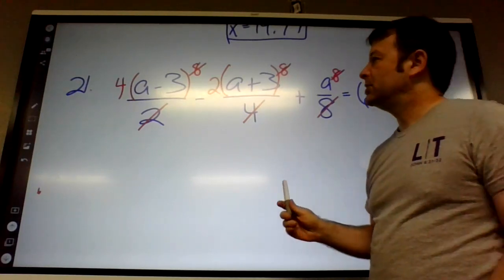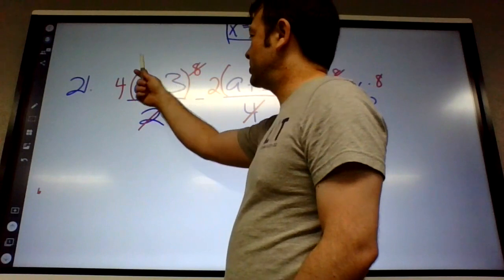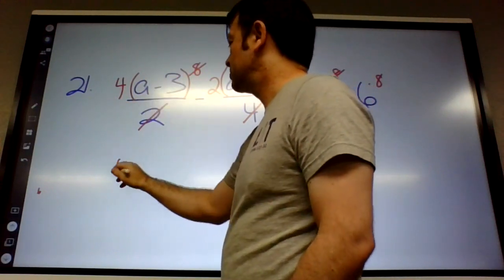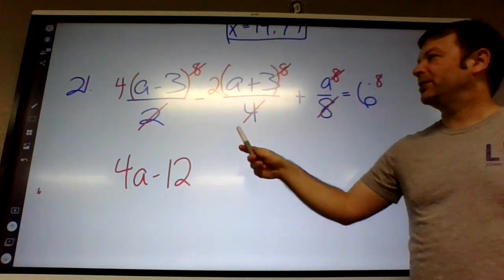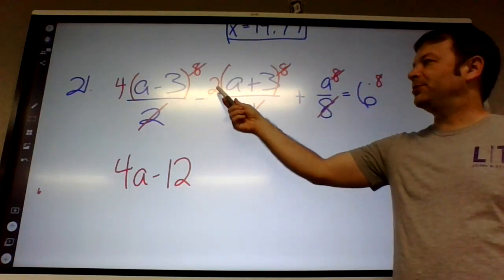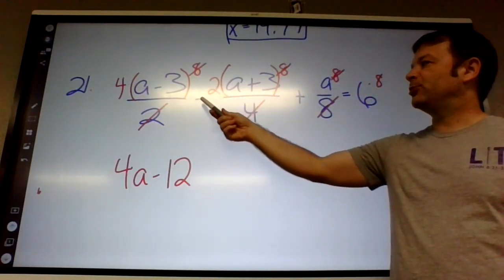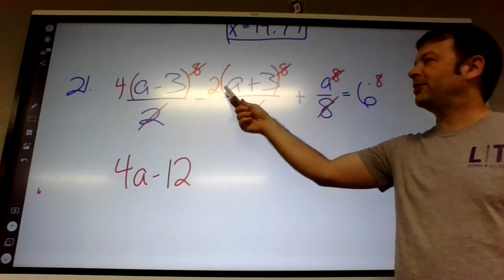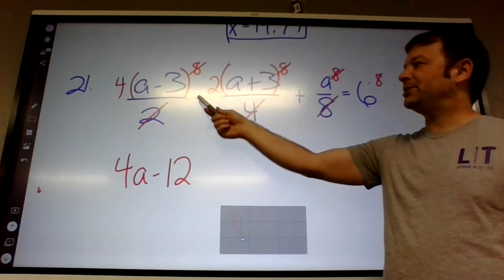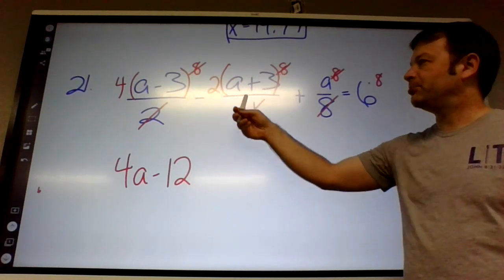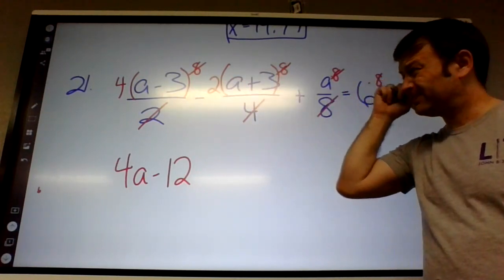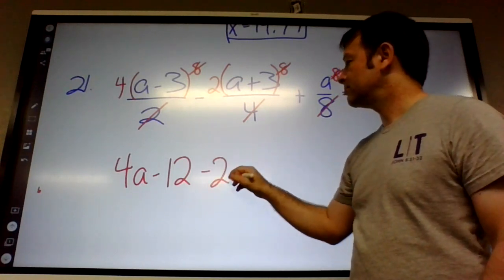Alright, so Hank, what's this first term going to become? 4a minus 12. Alright, now here's the tricky part. This 2 right here is more like a minus 2. We got to subtract all of these. So we really need to distribute the minus out, not just the 2. So what's this middle term going to become, Hank? Negative 2a minus 6.